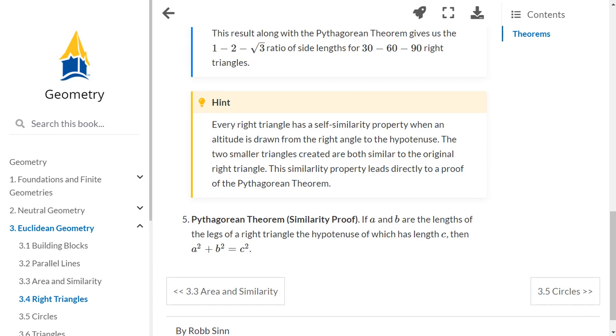So those are some key results. Very important to remember this self-similarity property. It's one of the key properties of right triangles, and it's the linchpin of this section.